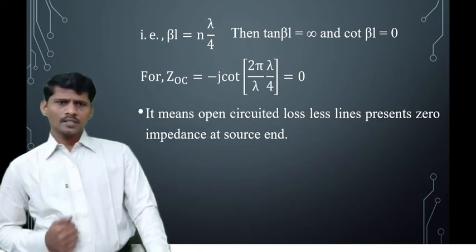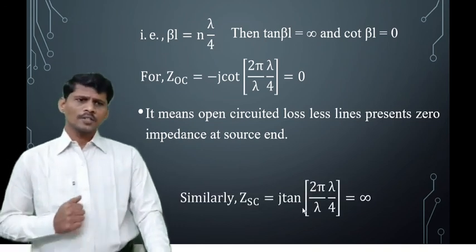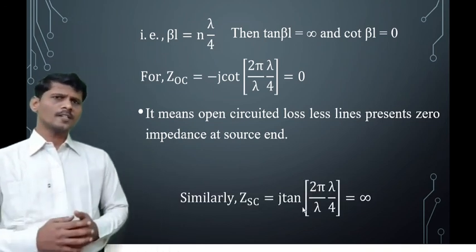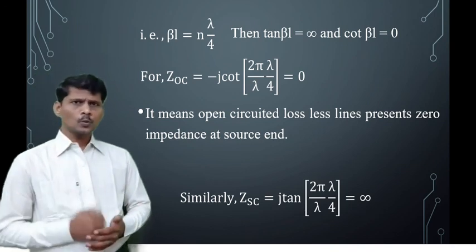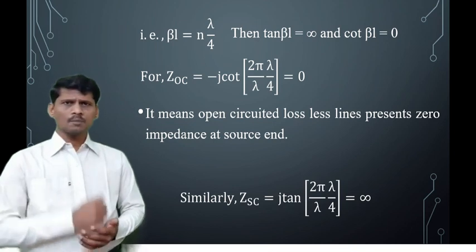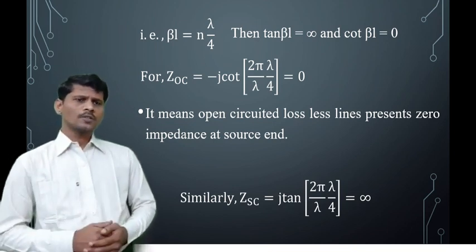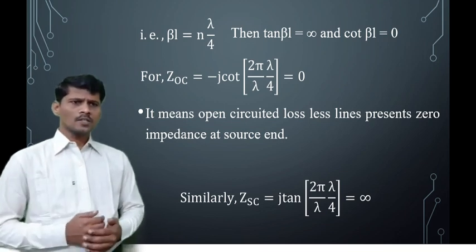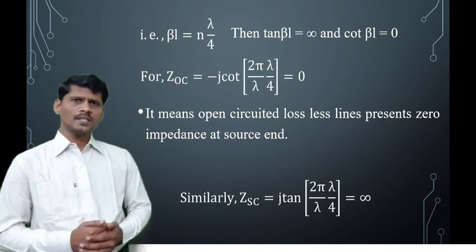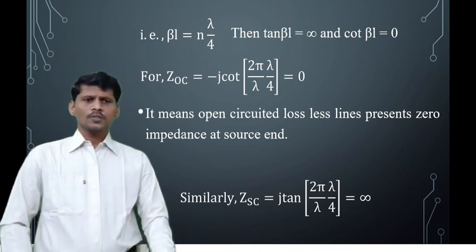So similarly for the short circuited transmission line, Z_S is equal to jZ0 tan βL. Beta is equal to 2 pi by lambda, the length is lambda by 4 and n is equal to 1. So we get the short circuited impedance is infinite. It means that the open circuited lossless transmission line presents zero impedance at the source side, and the short circuited impedance is infinity at the source.